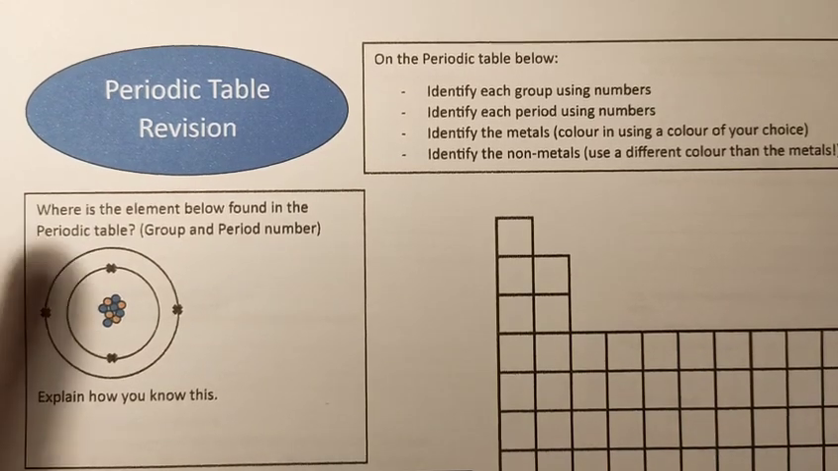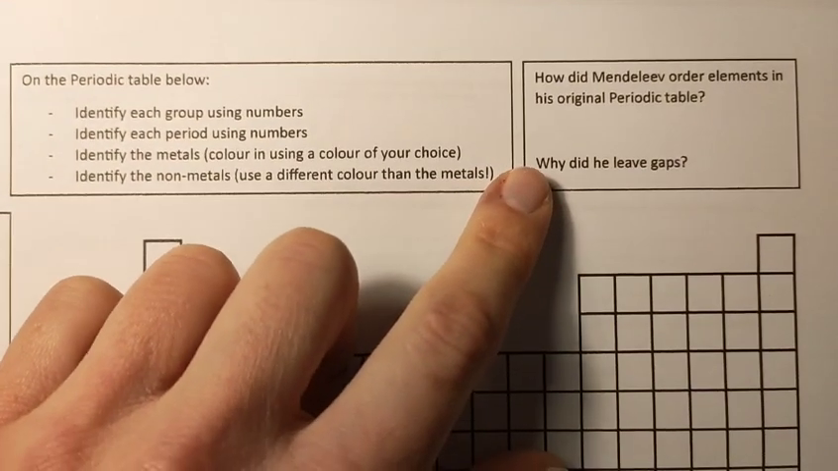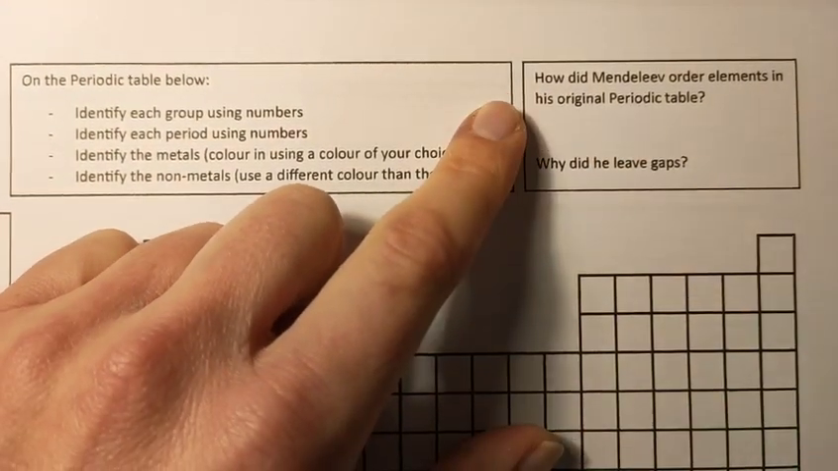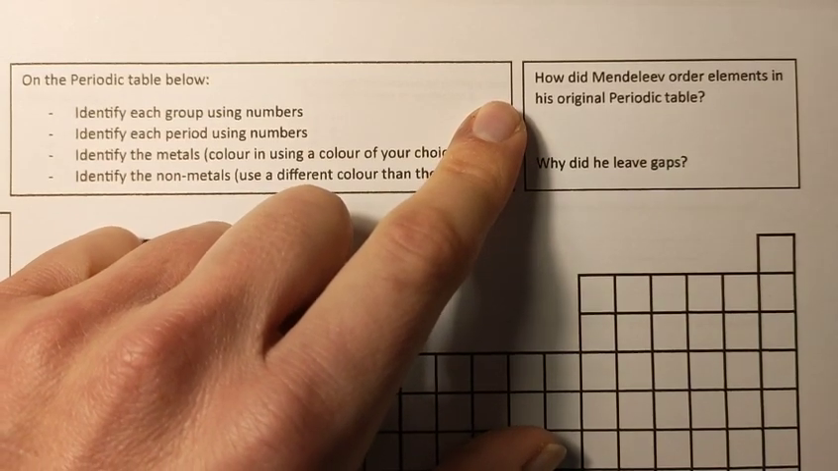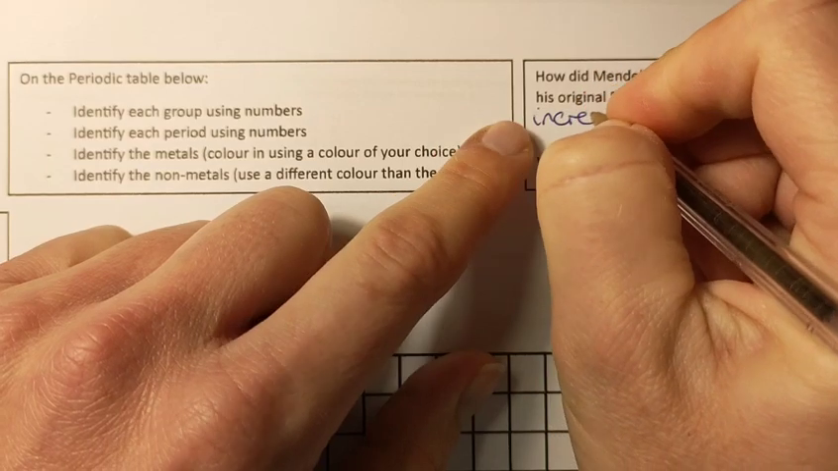Hi everyone, welcome to the periodic table revision that we're going to complete now. So let's start off right on the right hand side. How did Mendeleev order elements in his original periodic table? He put them in order of increasing atomic mass.